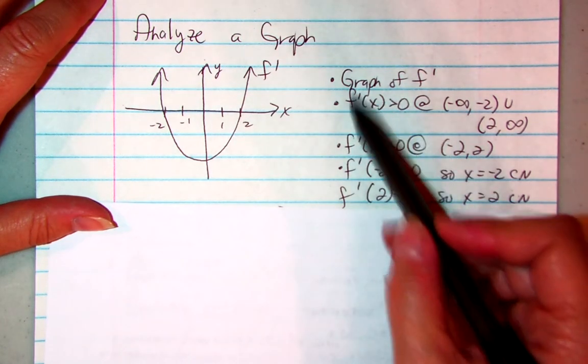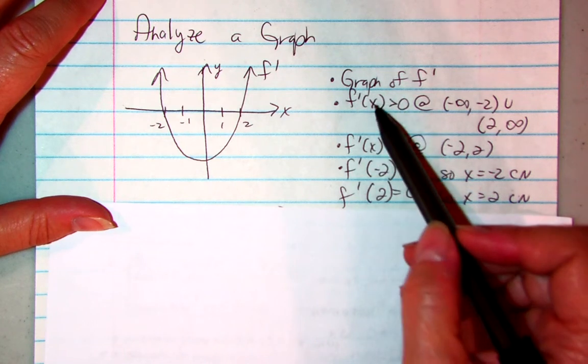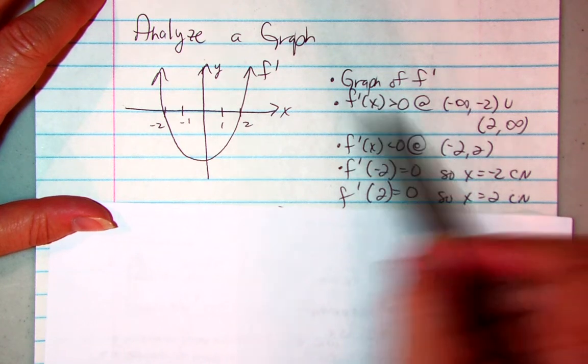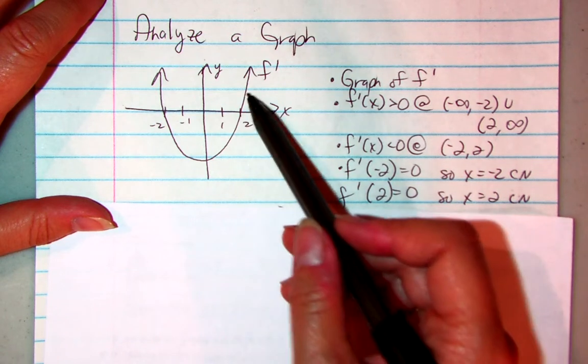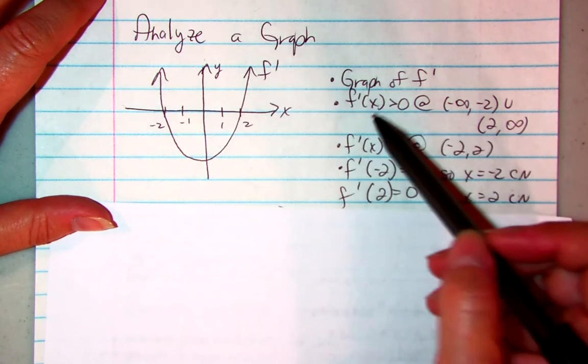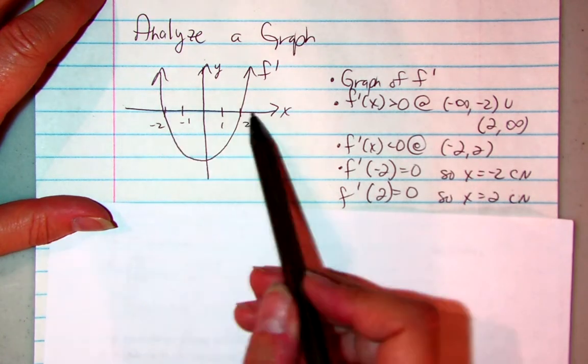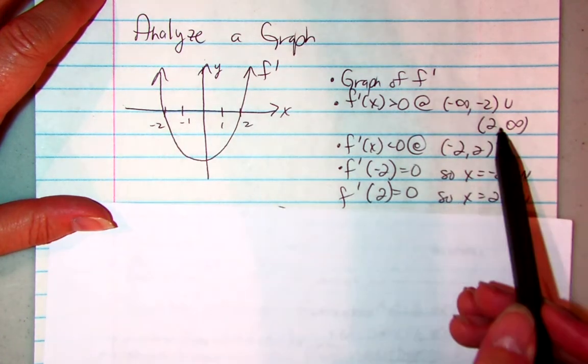So f prime of x, when that y output for some x values is greater than 0, let's see where that is, right here. Aren't all these y outputs going to be greater than 0? And over here, which x values is that? Well, from -infinity to -2, and from 2 to infinity.